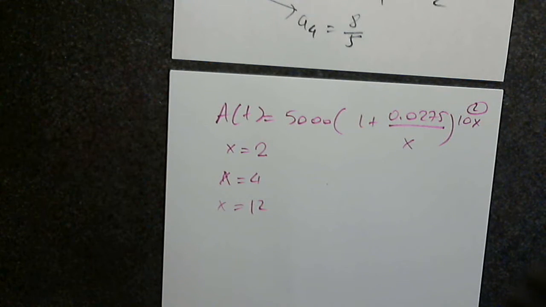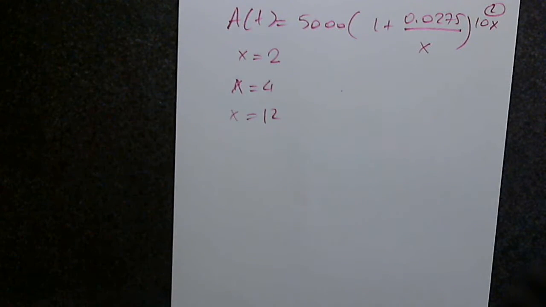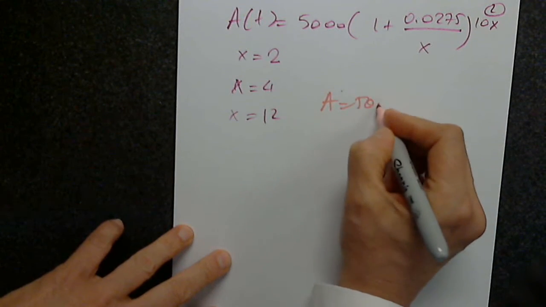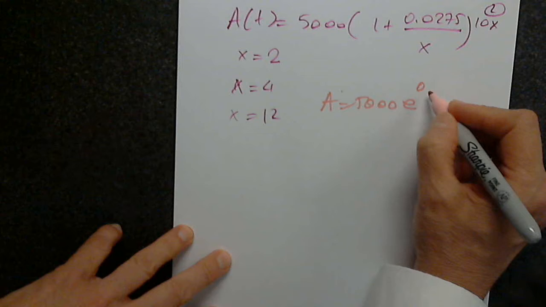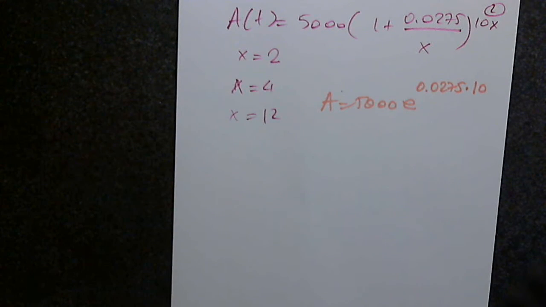And now, do I have to show the one with the continuous or no? No. I can show the formula. So the formula for continuous will be A equals 5,000 e to 0.0275 times 10 years. Good.